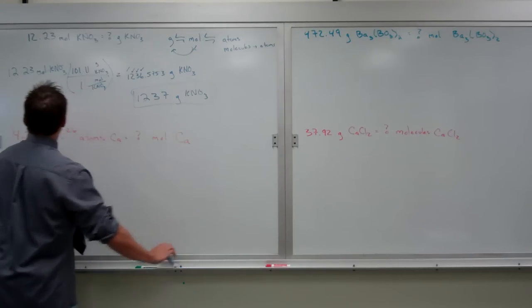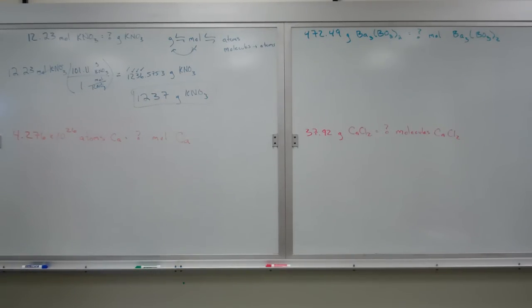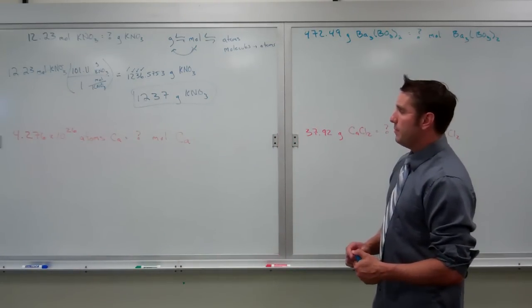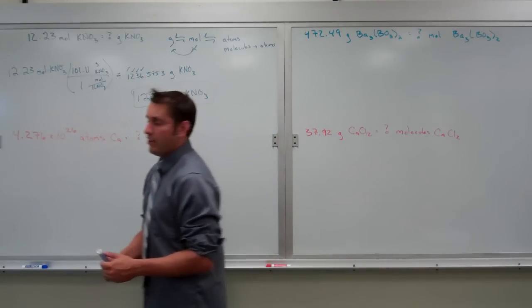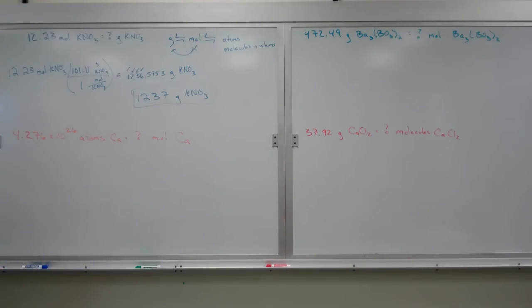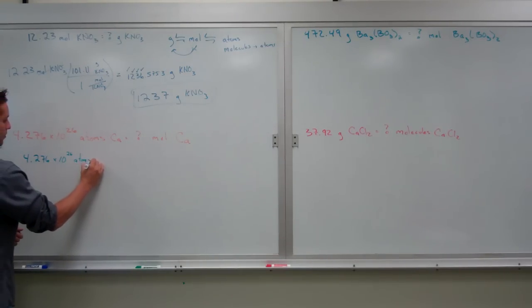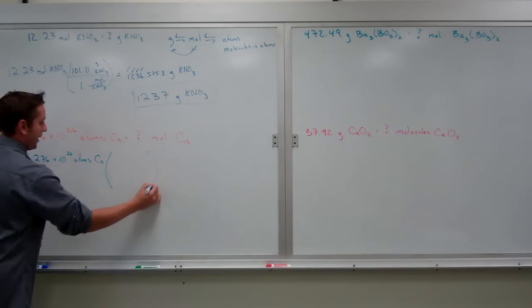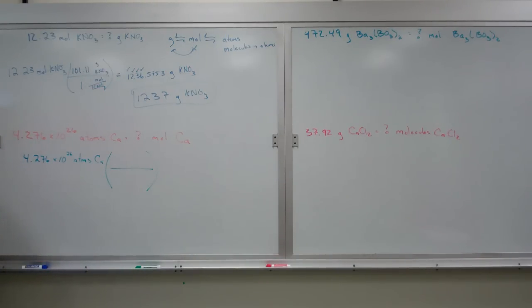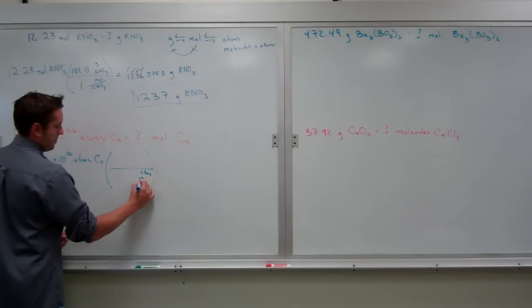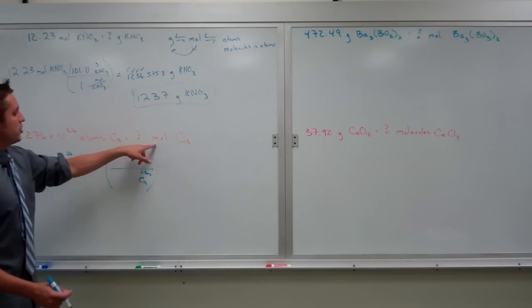Second one says 4.276 times 10 to the 26th atoms of calcium equals, question mark, moles of calcium. If we take a look at this, we're going to try to do the same thing. Start with what we're given. Put it over 1. Draw our brackets. Unit to get rid of on the bottom, which in our case is atoms Ca. Desired unit on top, moles.